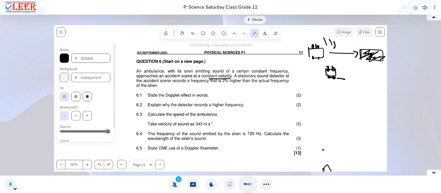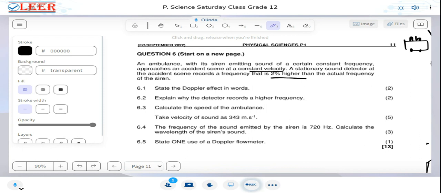A stationary sound detector at the accident scene, this is our detector, detecting the sound that's coming in, records a frequency 2% higher than the actual frequency of the siren. Then they ask us to state the Doppler effect in words, so we give the definition. The Doppler effect is the change in frequency observed by a listener because the listener and the source have a different velocity relative to the medium of sound propagation.